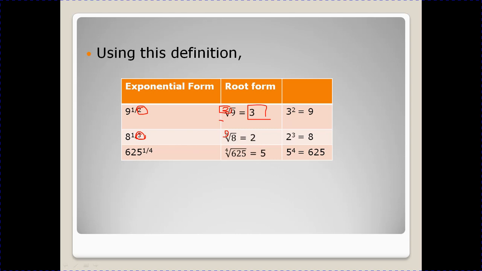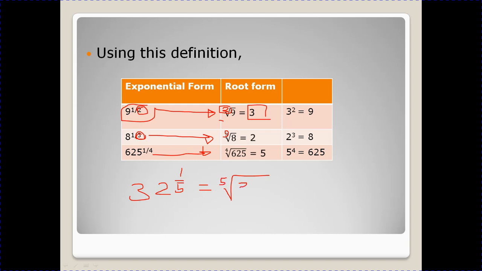So 9 to the power 1/2 is the square root of 9. 8 to the power 1/3 is the third root of 8. Now, if I have 625 to the power 1/4, it is the fourth root of 625. What if I have, let's say, 32 to the power 1/5? Now it equals the fifth root of 32.